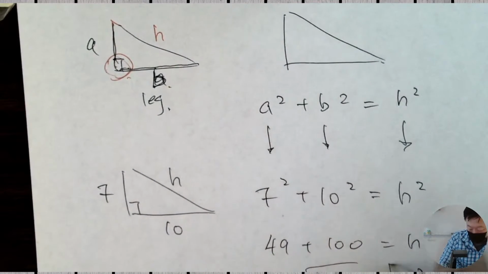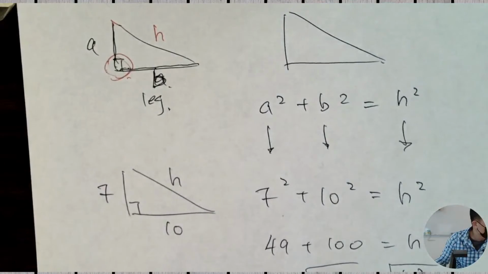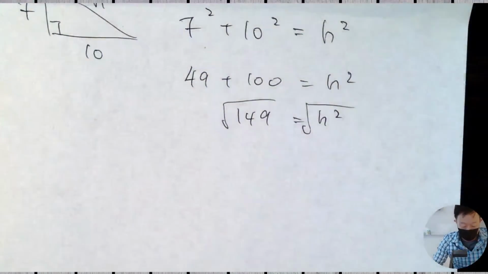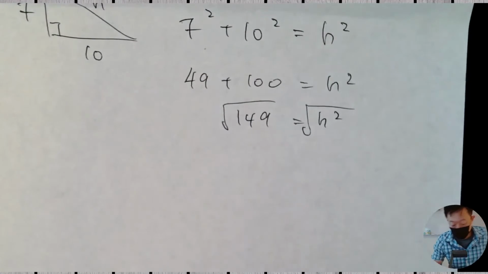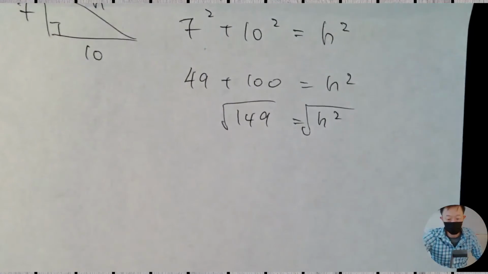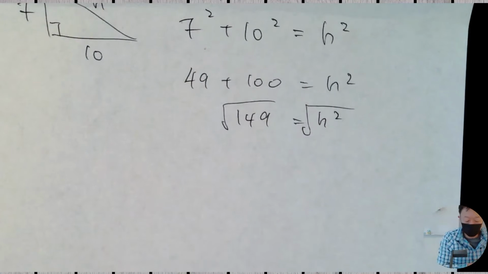Then you'll be taking the square root of both sides to find out what that is. At this point, you're going to need a calculator, because there's no whole number that squares to 149.